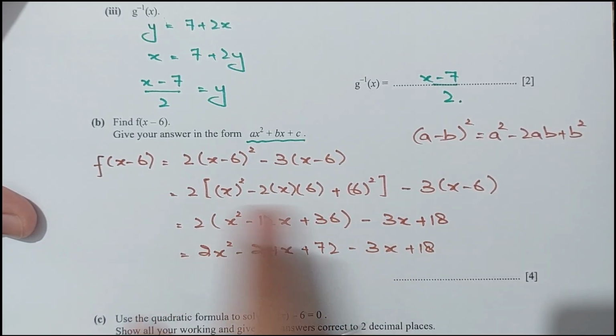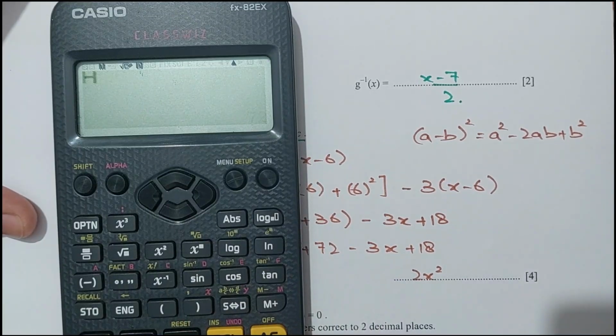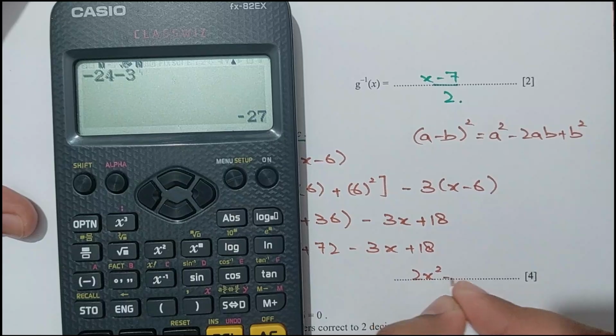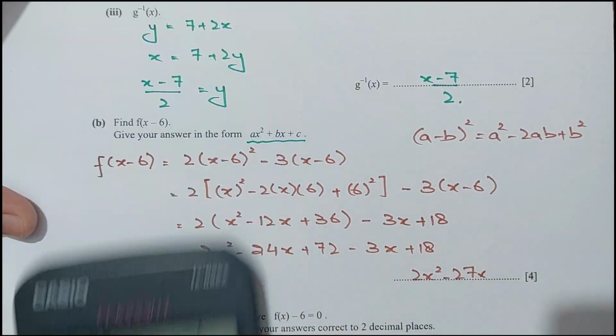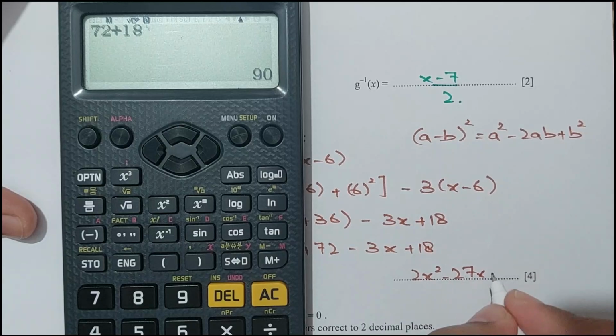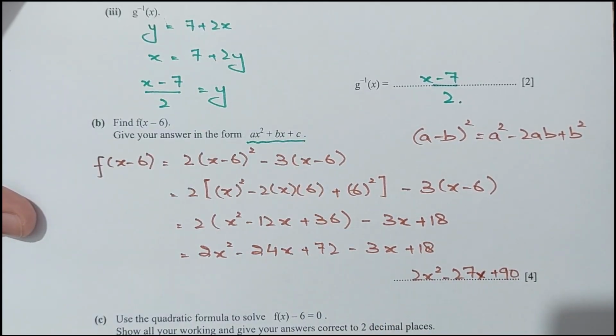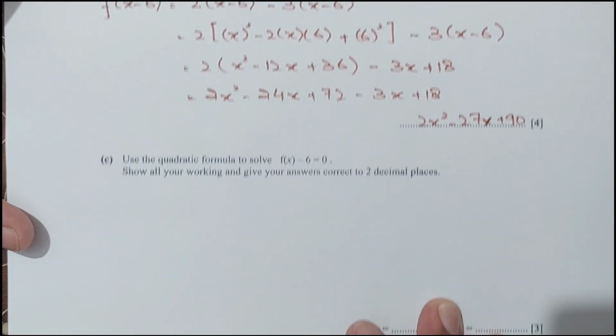Okay, there is an x square term which is 2x square. The x terms are minus 24 and minus 3. Minus 24 minus 3 becomes minus 27x, and what is the constant? 72 and 18. 72 plus 18 is 90. Okay. So this is in the form of ax squared plus bx plus c.